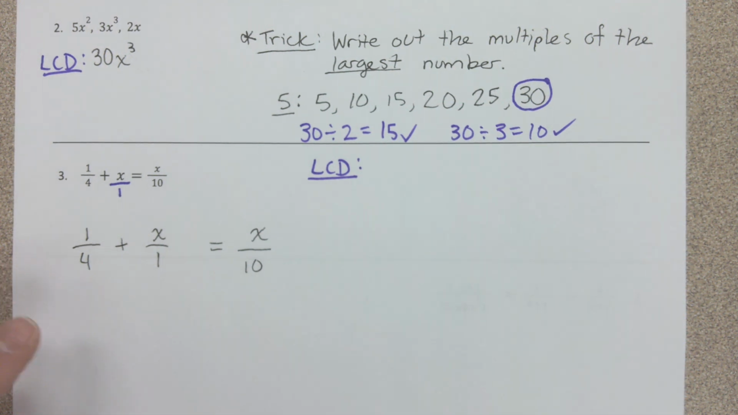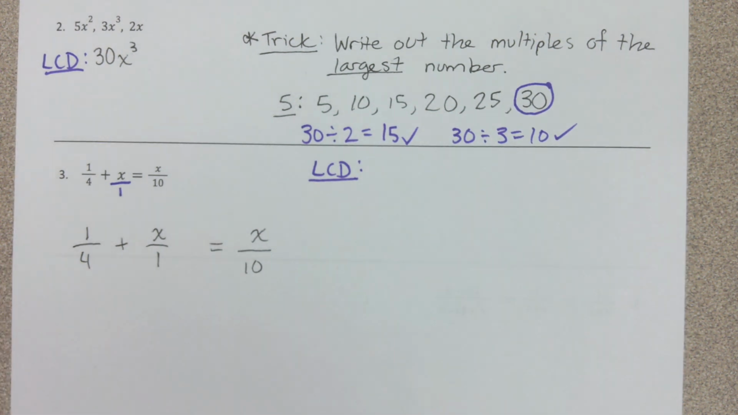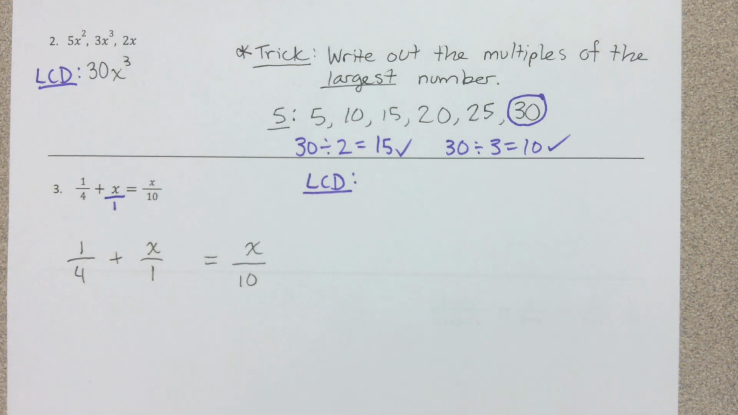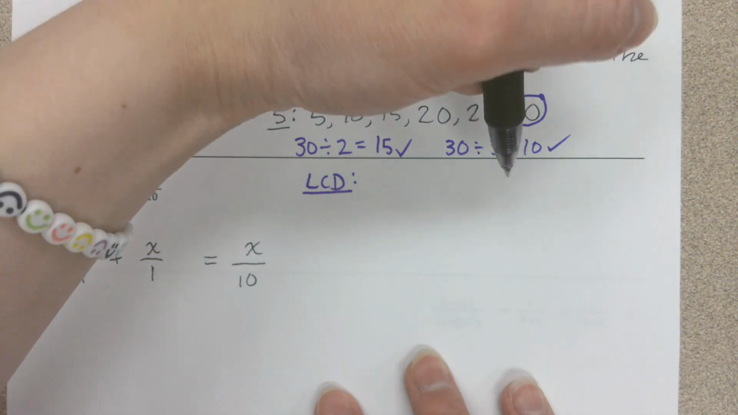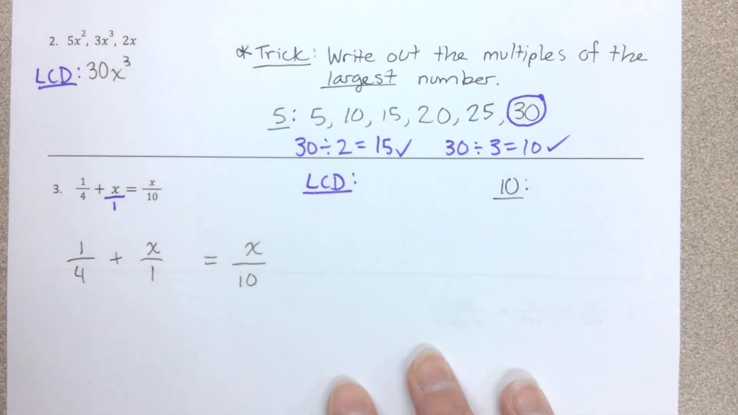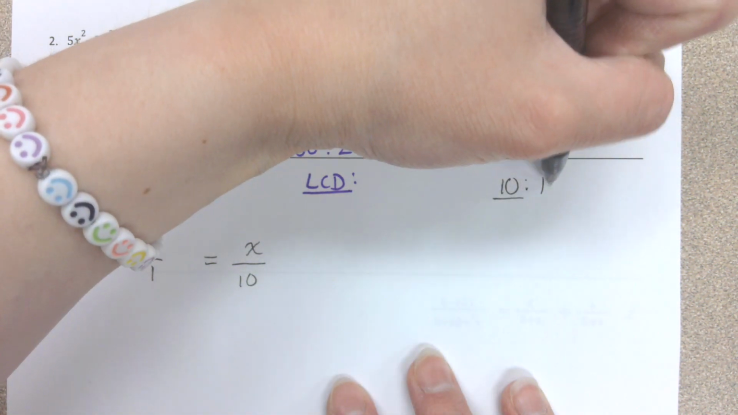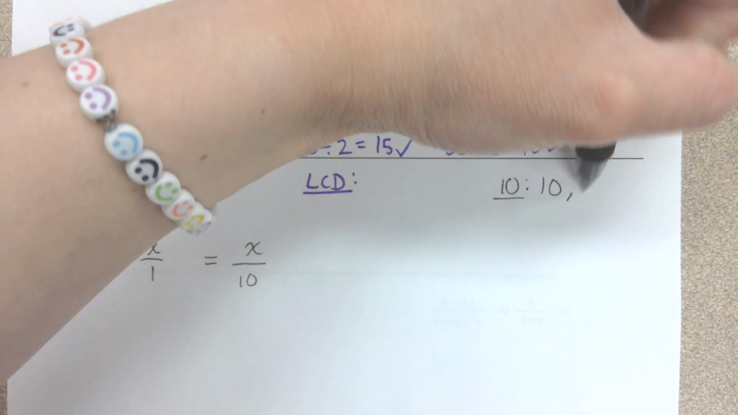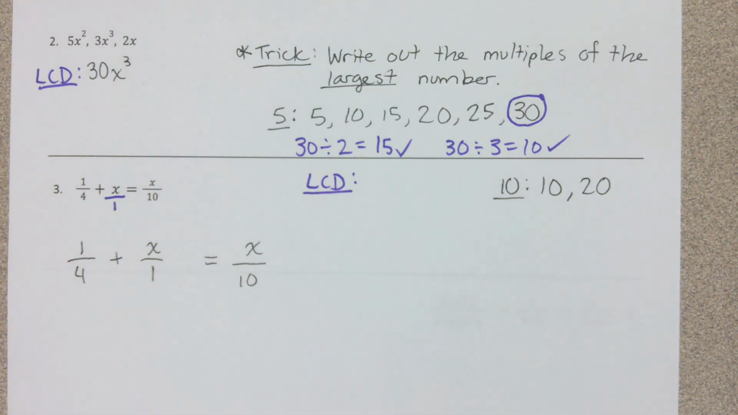So you can either write out the multiples for 4 and 10, or I'll just use the trick. I'm going to write out the multiples for just the larger number, 10. So I'm going to take 10 and I'm going to make its list. And I will not have to go far at all. First number is 10. Obviously, 4 does not go into 10, or I wouldn't have done this. Next number is 20. Can I divide 20 by 4?